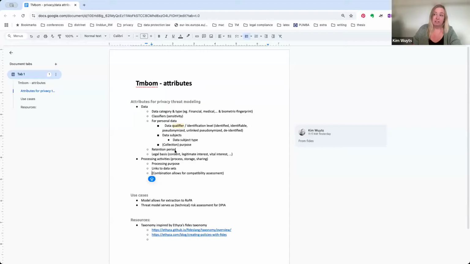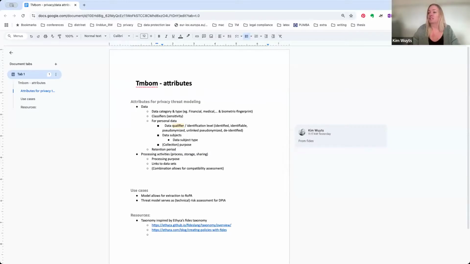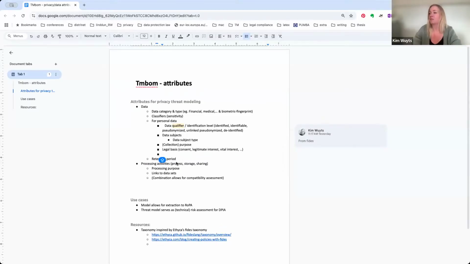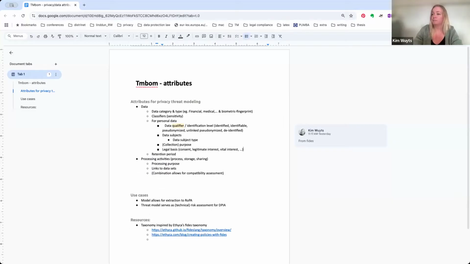A retention period, I think it's useful also for not personal data. A legal basis probably is only useful from a personal data perspective.